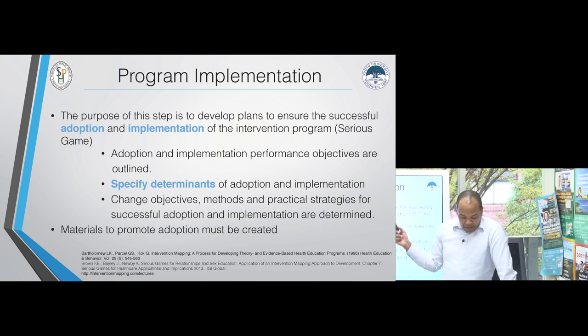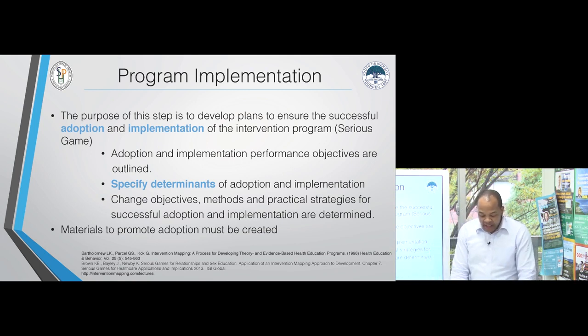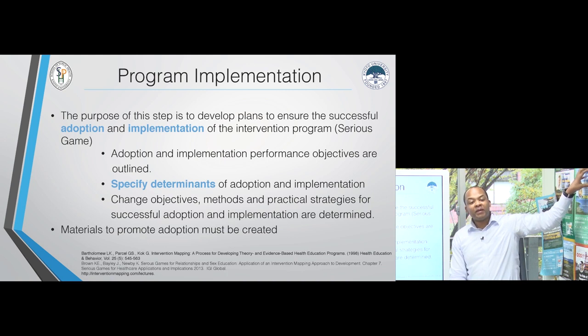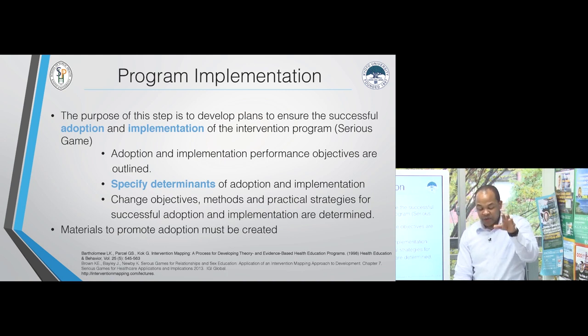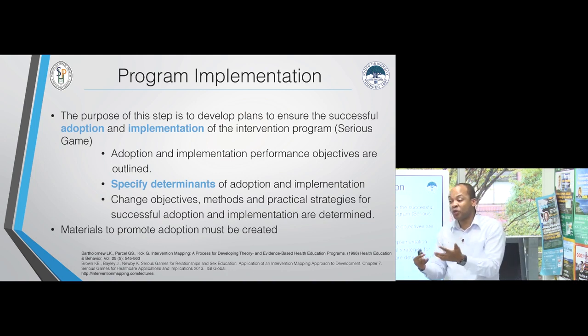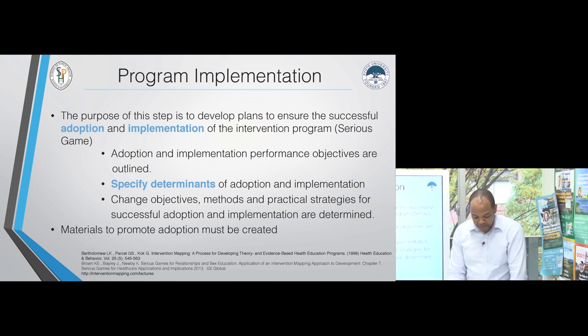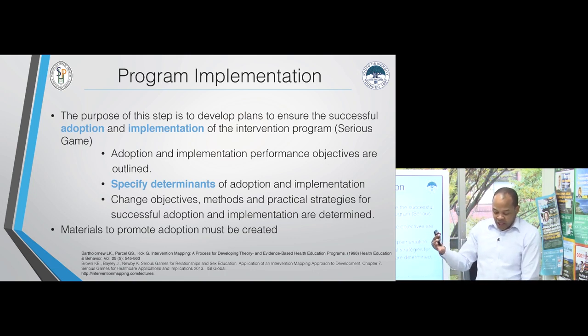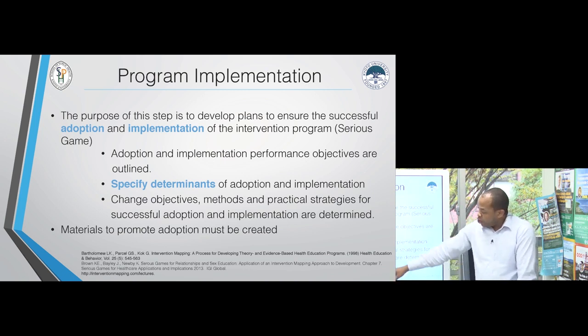So adoption and implementation performance objectives are outlined. You specify determinants of adoption and implementation, before you specify determinants of the performance behavior. And then change objectives, methods, and practical strategies useful for adoption and implementation are determined at this stage. And then you also create materials to promote the adoption at this stage.